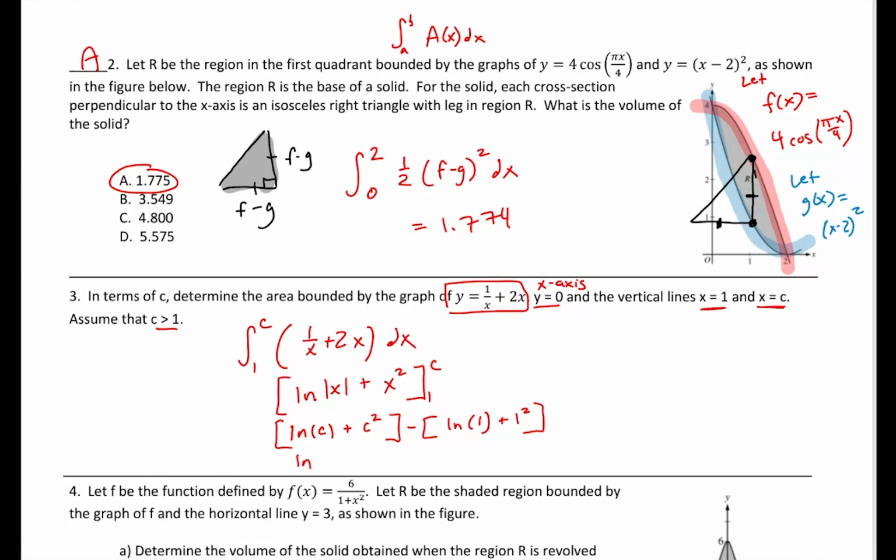So we have the natural log of c plus c squared, and then we have 0 plus 1, which would be 1. So we have minus 1. And there's not really anything else we could do to simplify this. So that's our answer.